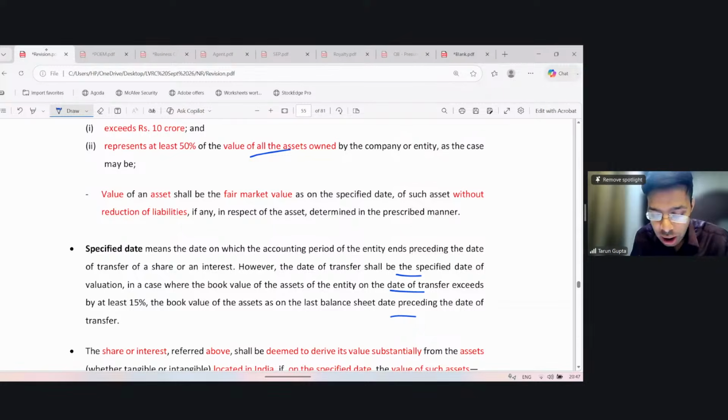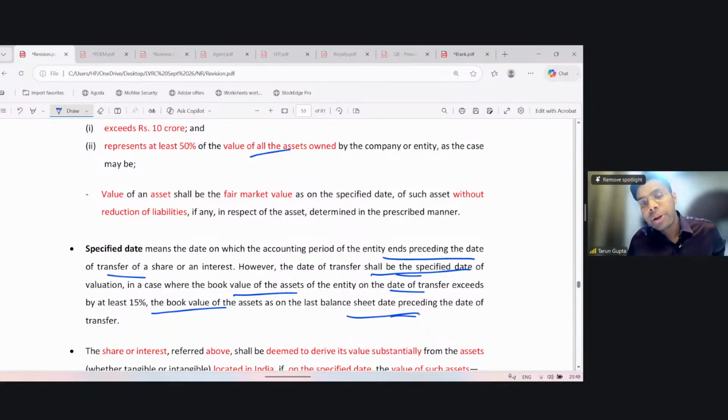Specified date means the date on which the accounting period of the entity ends, preceding the date of transfer. Okay, so whenever the shares are sold in the year 25-26, the specified date shall be 31st March 25. However, the date of transfer shall be the specified date; the benefit of the balance sheet date shall not be available and the actual date of transfer shall be the specified date, in a case where the book value of the asset of the entity on the date of transfer exceeds by at least 15% the book value of the asset as on the last balance sheet date preceding the date of transfer.